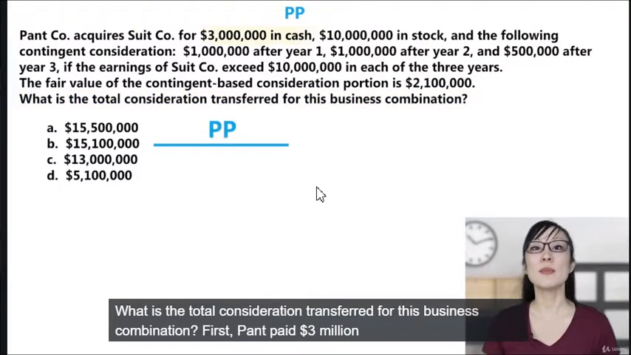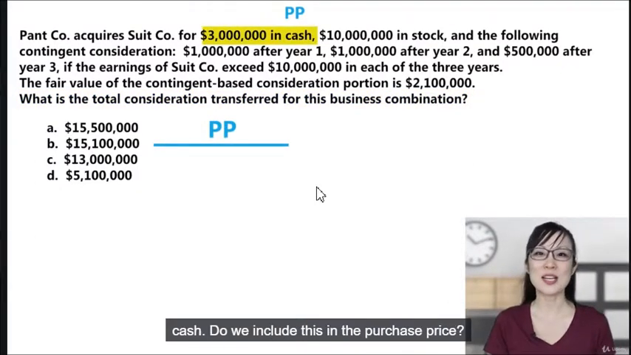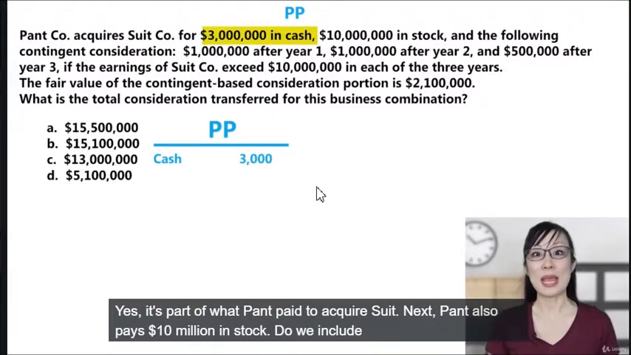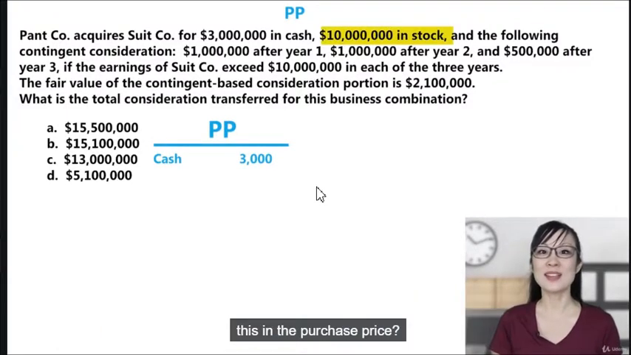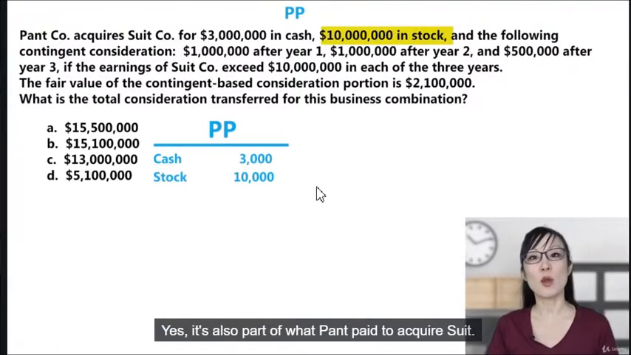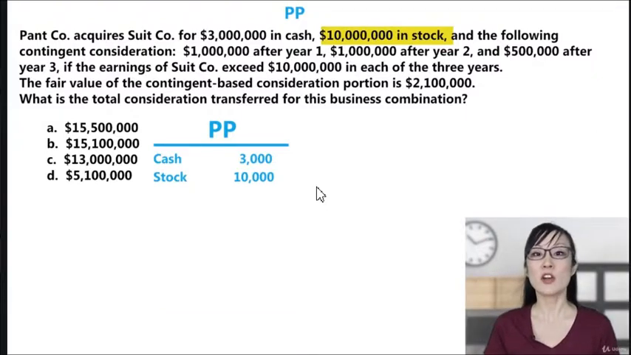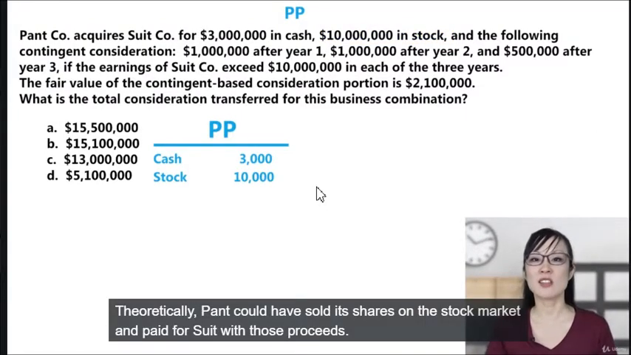First, Pant pays $3 million cash. Do we include this in the purchase price? Yes, it's part of what Pant paid to acquire Suit. Next, Pant also pays $10 million in stock. Do we include this in the purchase price? Yes, it's also part of what Pant paid to acquire Suit. Theoretically, Pant could have sold its shares on the stock market and paid for Suit with those proceeds.